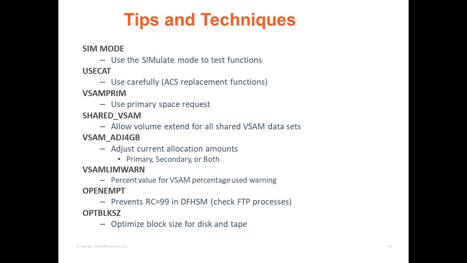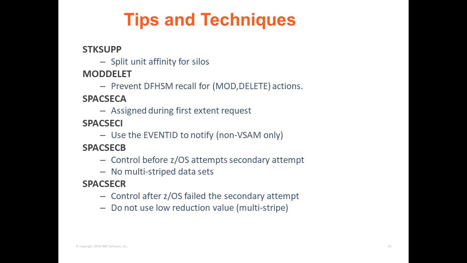OpenEMPT prevents return code 99 errors in DFHSM by properly closing the dataset. Opt block size can be used to assign system-determined block size, even if the user assigns a block size other than 0. Other block sizes can be assigned for specific datasets. sksup can be used for splitting the unit affinity between STK silos. Mod delete works with the mod delete function to prevent recalls of migrated datasets during the BR14 mod delete step in batch job.